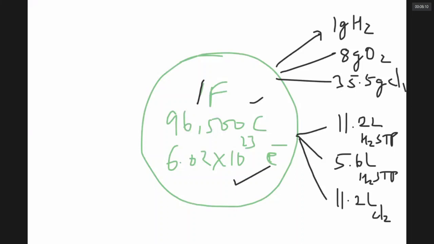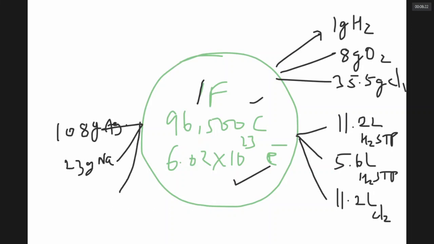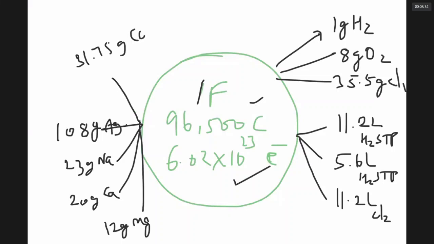If you are talking of silver, this is equal to 108 grams of silver because that is its equivalent weight. It is equal to 23 grams of sodium because that is its equivalent weight. It is equal to 20 grams of calcium, or 12 grams of magnesium, or 31.75 grams of copper if you are electrolyzing copper sulfate.